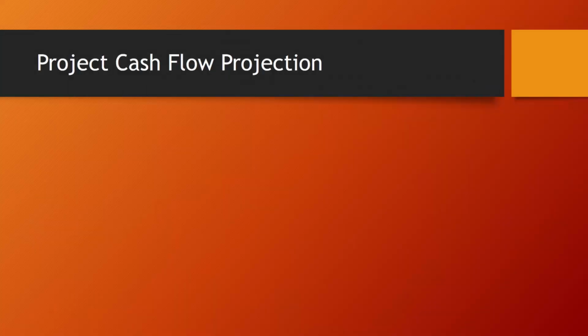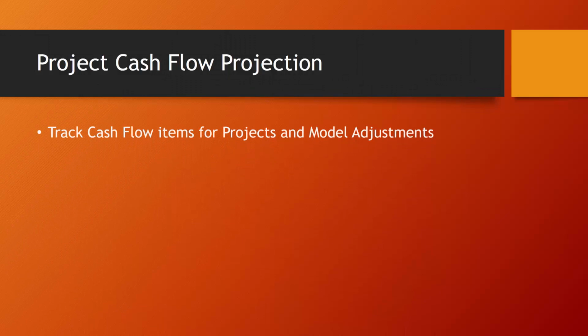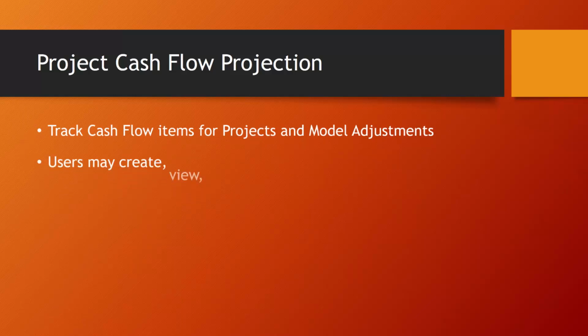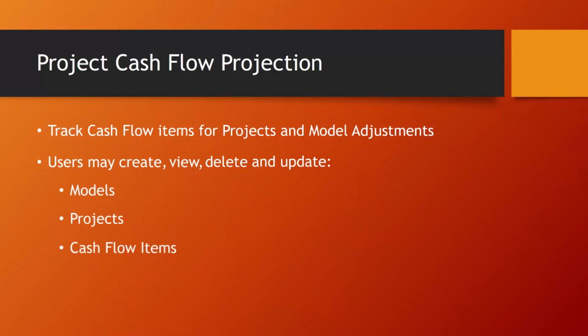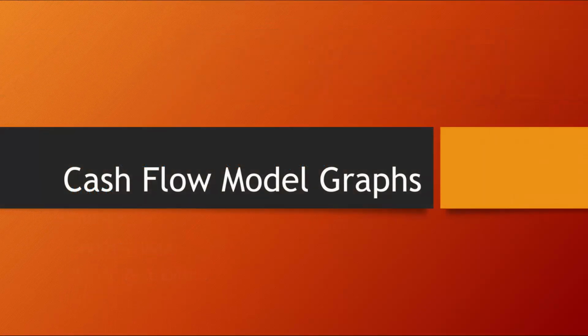Project cash flow projection is a way to track cash flow items for projects and model adjustments to the time and expected amount of future cash flows. Users may create, view, delete, and update models, projects, cash flow items, and/or markup table entries. Now, let's look at cash flow model graphs.